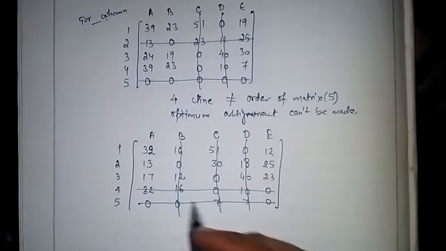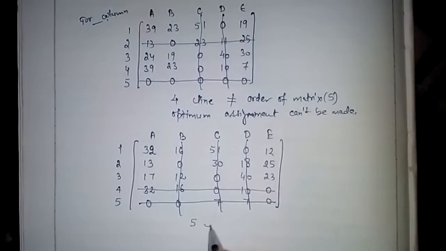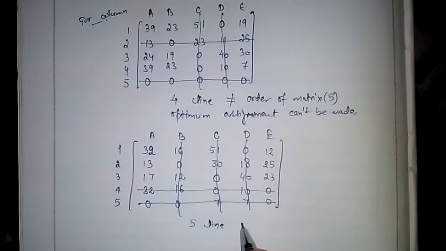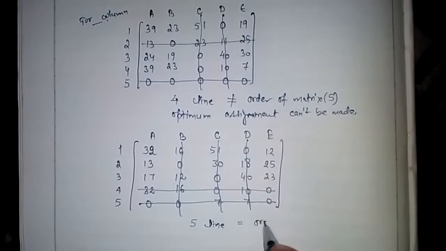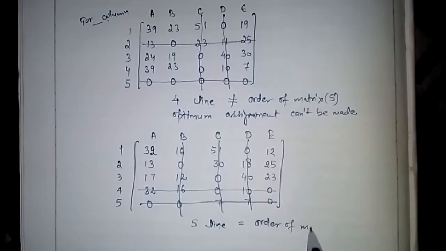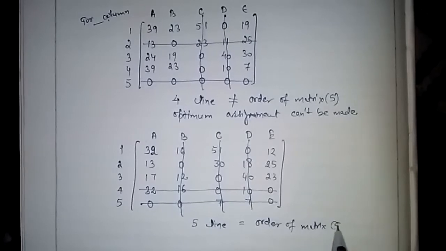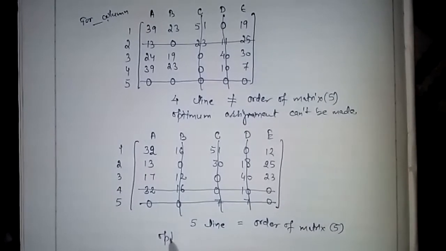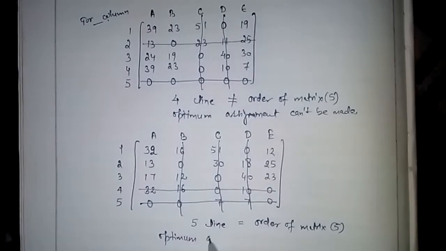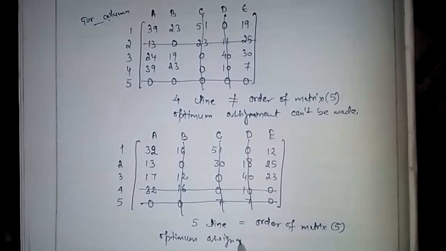So now you can see that we needed 5 lines to cover up all the zeros, which is equal to the order of the matrix, that is 5. So we can say that an optimum assignment can be made.